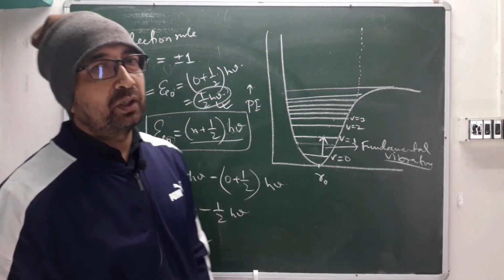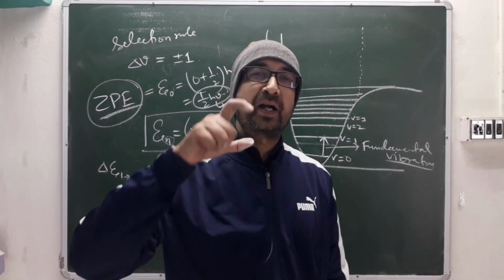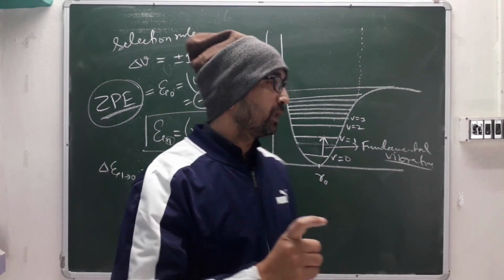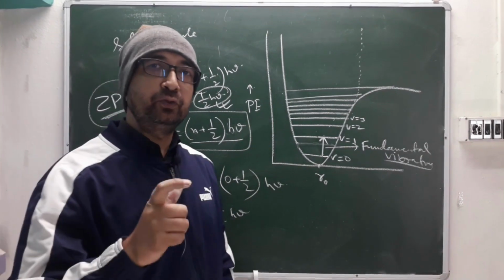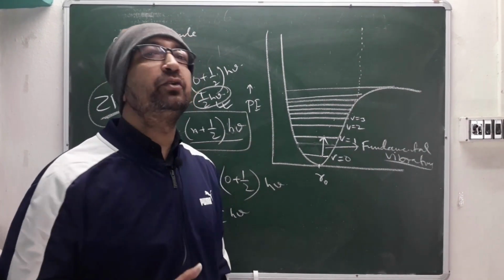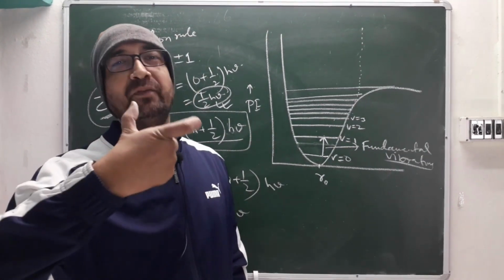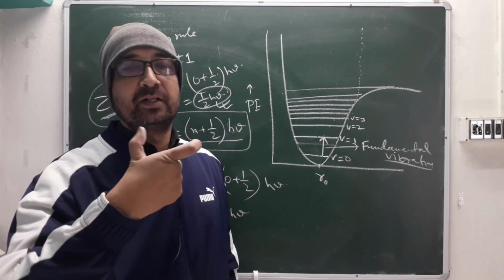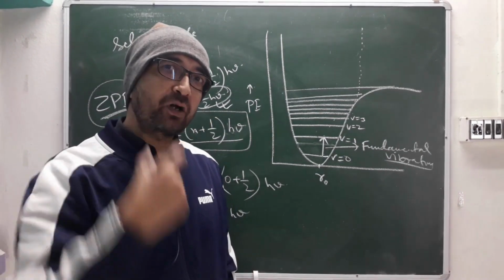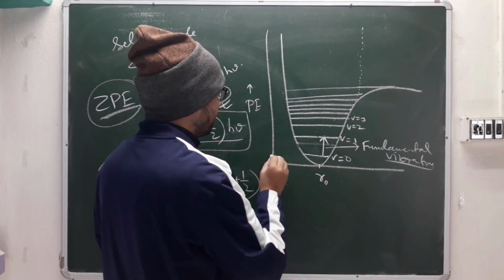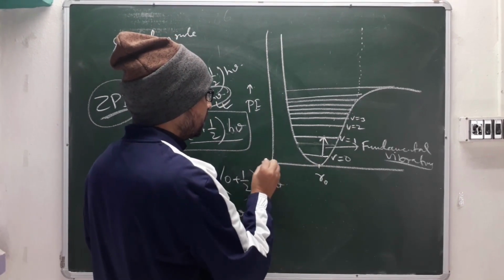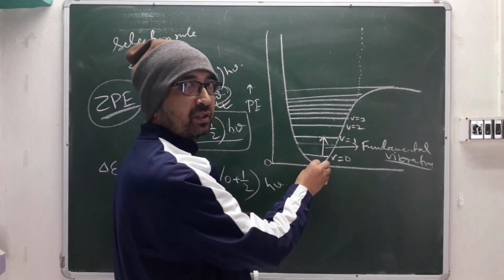And why do we call it zero point energy? Because for a particular bond, the vibrational value won't be 0, correct? Because the bond will have some particular energy, so the energy should not be 0. This is the potential energy curve, right? So this place it will be 0, and it won't touch here.